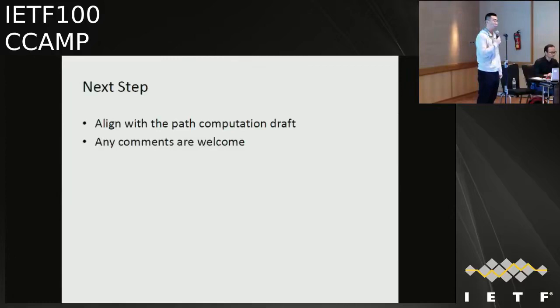Okay, so it's for the OTN large model and the OTN tunnel model. So just one quick comment. I think besides you need to align with the path computation draft, you also need to align with the T-tunnel draft.